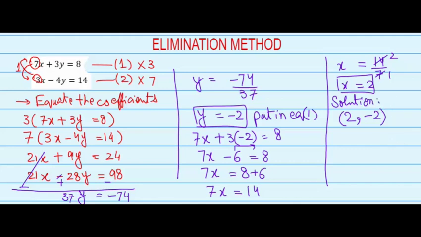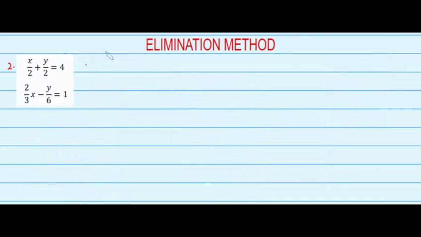Okay, we can have another example. This is question number 2. It is x over 2 plus y over 2 equal to 4, and the second equation is 2 over 3 x minus y over 6 equal to 1. So here the coefficients are in fraction form. It's good practice to convert these fractions into whole numbers, right? So how to do this? The easiest way is to find the LCM of the denominators. You can see the denominators are 1, 2 and 2, so their LCM will be 2.